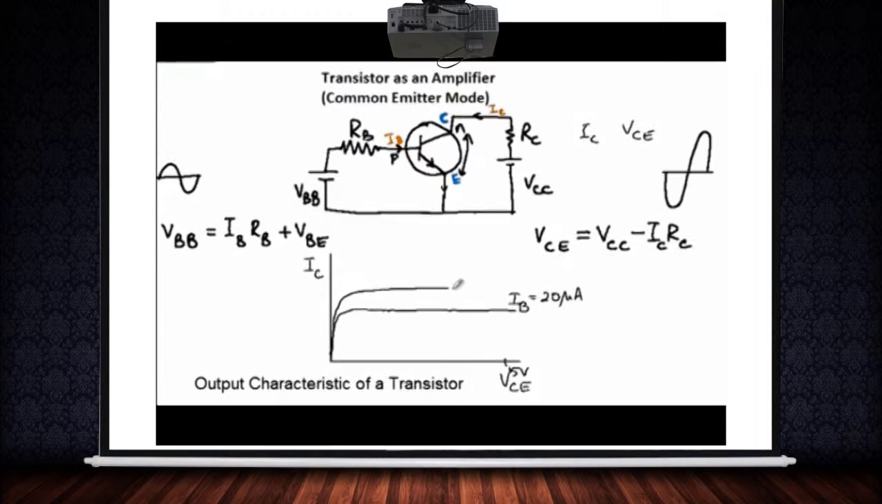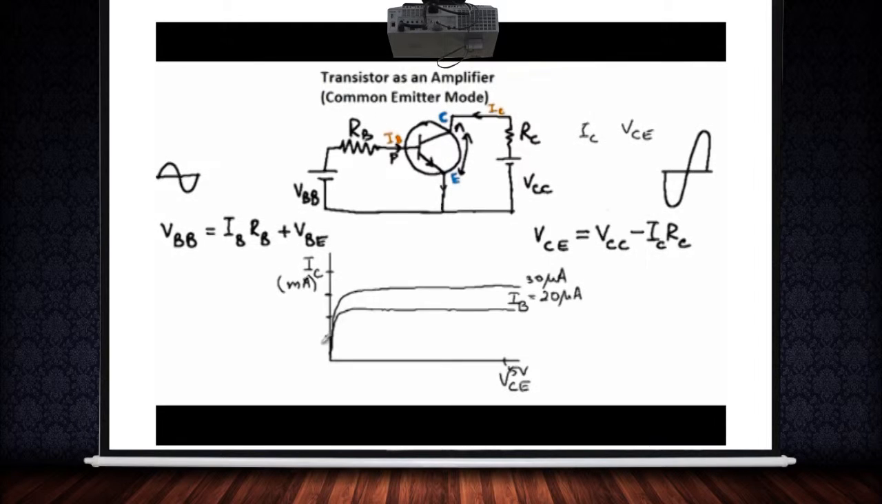So I get another curve which looks similar, but you get a higher value of the collector current. Say this value of the base current is 30 microampere, and now I get a higher value of the collector current, and you know that the collector current is going to be in milliamperes.